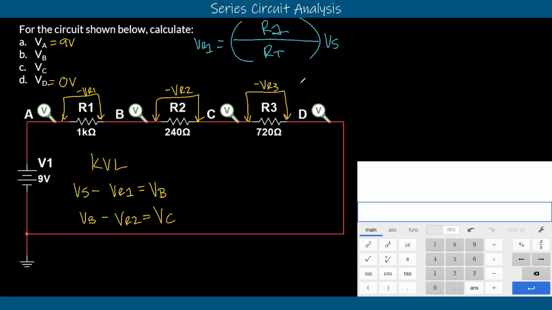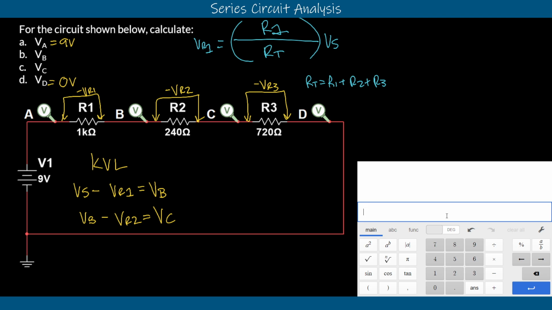We'll say RT equal to, and since this is a series circuit, we know that that's going to be the sum of all of our resistors. So it's R1 plus R2 plus R3. We'll plug that into our calculator and solve for RT, and that will allow us to solve for the voltage drops across each of these components here.